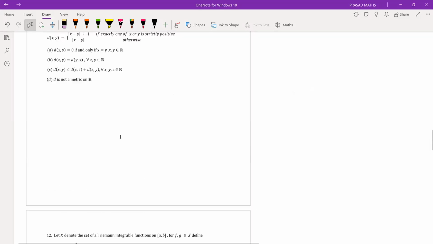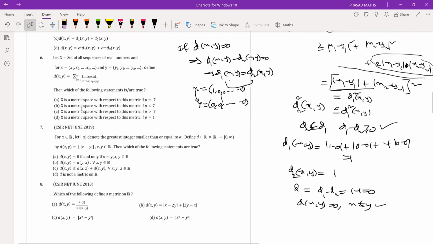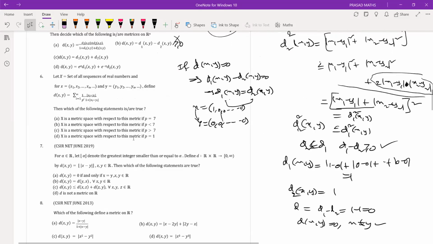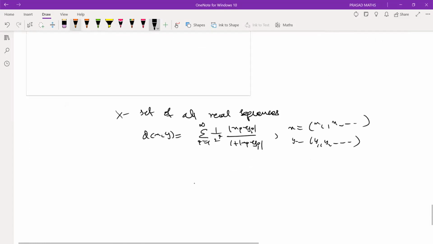So this is my function. Sorry, 1 by p^i, not 2. Understand? 1 by p^i, not 2. So you know that, suppose you take this as p^i. If you take p equals to 1, there are so many possibilities.